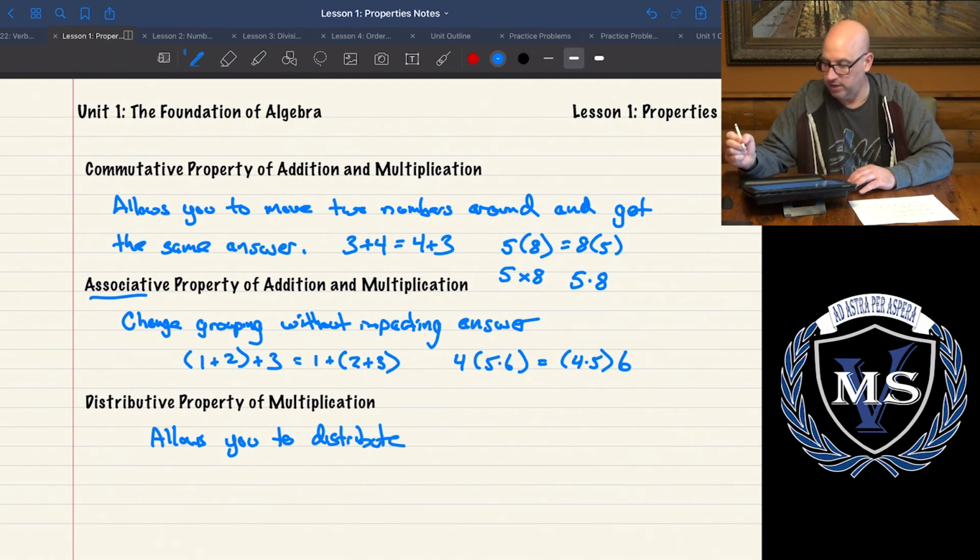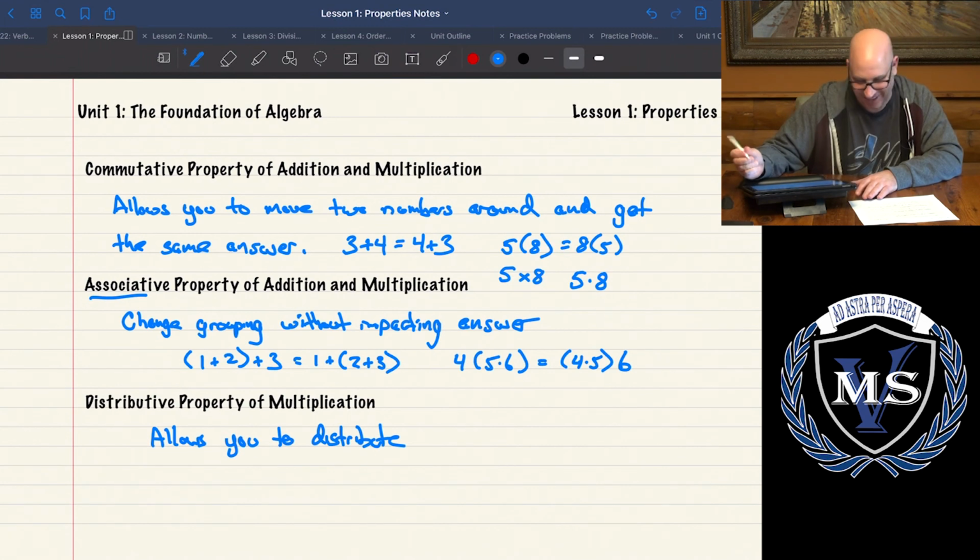Hey, I almost think my handwriting, no, it's not. I was going to say getting better, but it's not. Who are we kidding here?